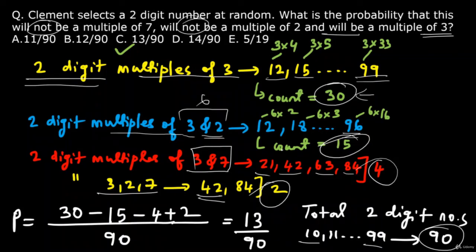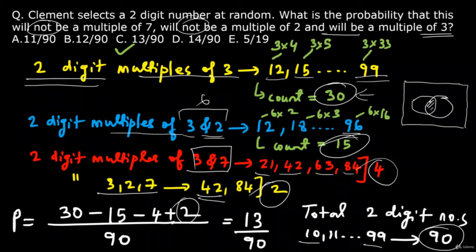Now over here the favorable events is 30 minus 15 minus 4 plus 2. Why is that so? You need to add 2 because this will be subtracted 2 times. Let's try to understand that. Imagine that this box represents all the 2-digit multiples of 3. So there are 30 numbers inside this box. Now inside this box, let's draw a circle to represent the multiples of 2, and remember, because it's inside this box, it will be multiples of 2 and 3. So these are the 15 numbers that we found. Now if I draw one more circle, that represents the multiples of 3 and 7, and there is an intersection over here.